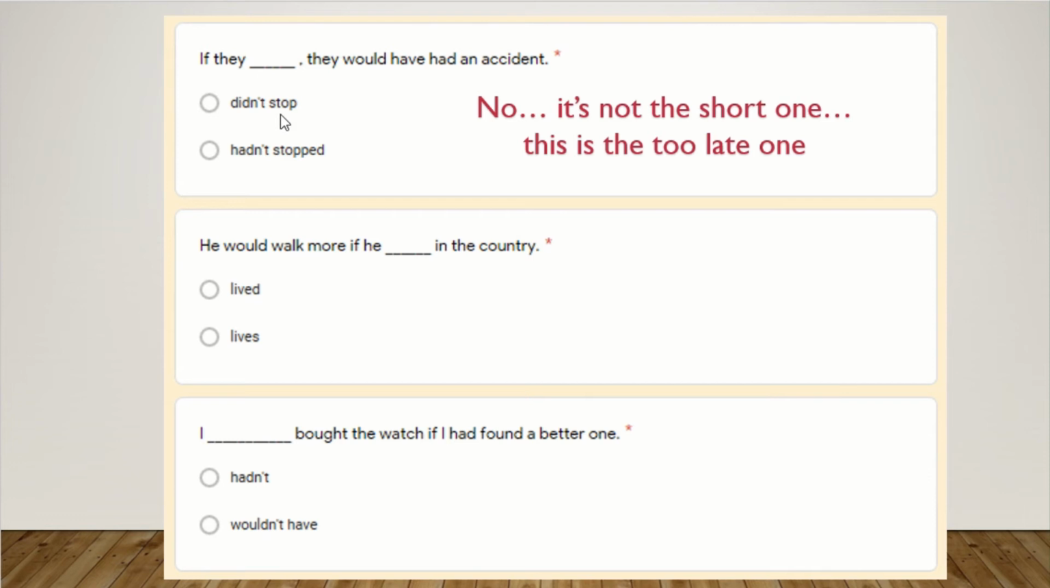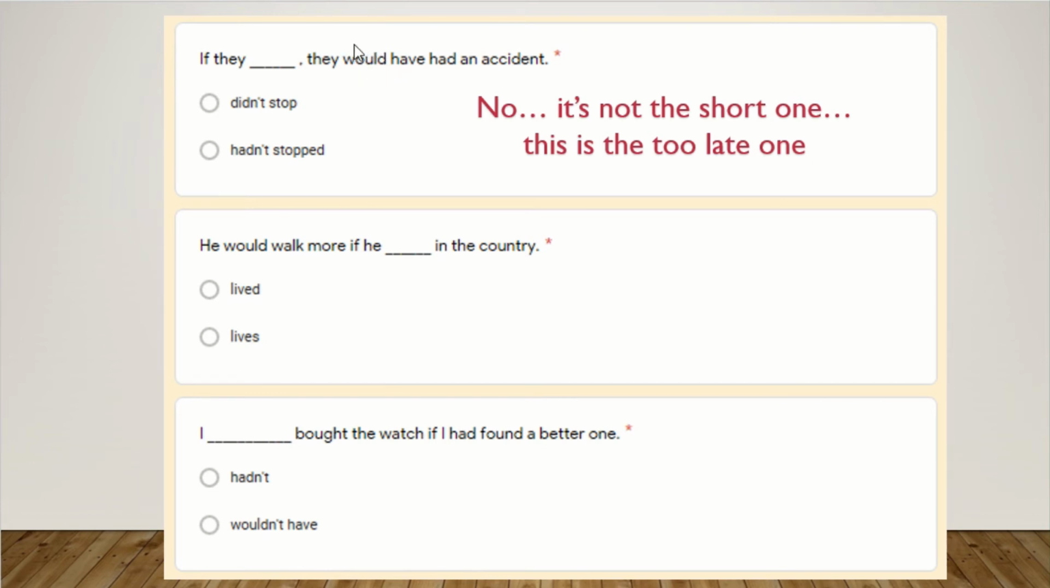This one, if it is the wish, present and future unreal. Okay, they are not real, but it's a wish. Hadn't stopped. You have the had always, all the time, and the past participle. This is the past participle, right? Past participle sentence. Okay, both are possible in the if, the too late, right? But now let's analyze the result.